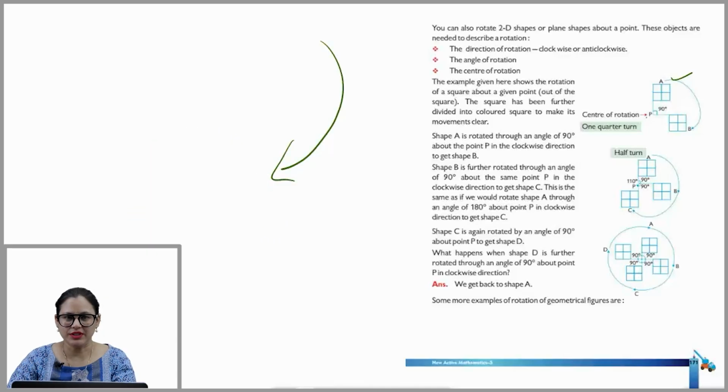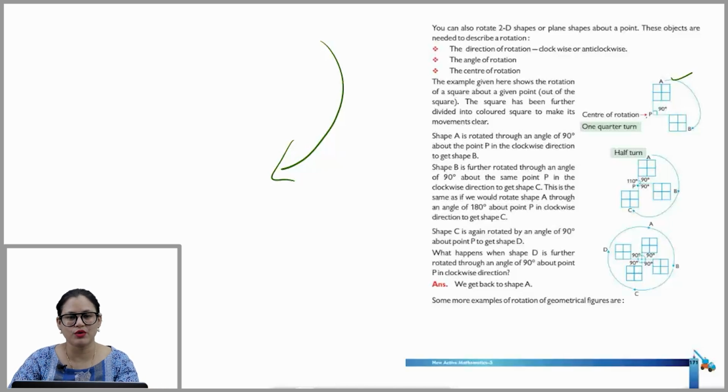Shape B is further rotated through an angle of 90 degrees about the same point P in the clockwise direction to get shape C. This is the same as if we would rotate shape A through an angle of 180 degrees about point P in the clockwise direction to get shape C. Now, shape C is again rotated by an angle of 90 degrees about point P to get shape D. What happens when shape D is further rotated through an angle of 90 degrees about point P in the clockwise direction? We get back to shape A.